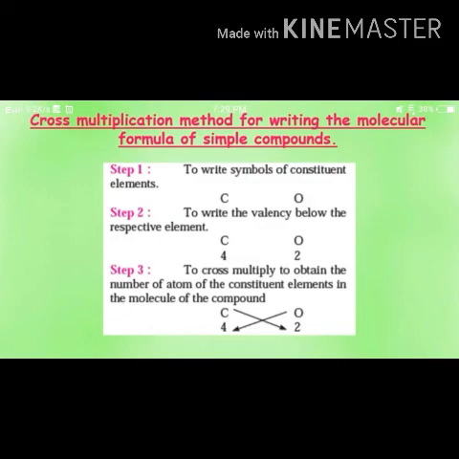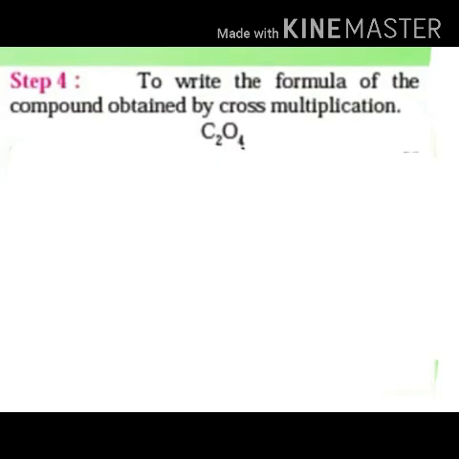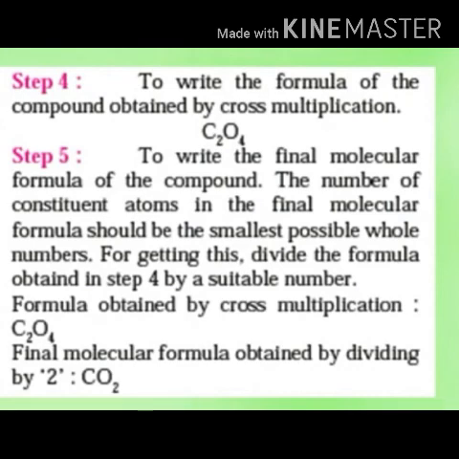In the third step, cross multiply valencies and the symbols to obtain the number of atoms of the constituent elements in the molecular formula of the compound. So, multiply C by 2 and O by 4. In the fourth step, write the formula of the compound obtained by cross multiplication. So, here after cross multiplication we got C2O4, but this is not the final molecular formula because the number of constituent atoms in the final molecular formula should be the smallest possible whole numbers. For getting this, divide the formula obtained in step 4 by a suitable number.